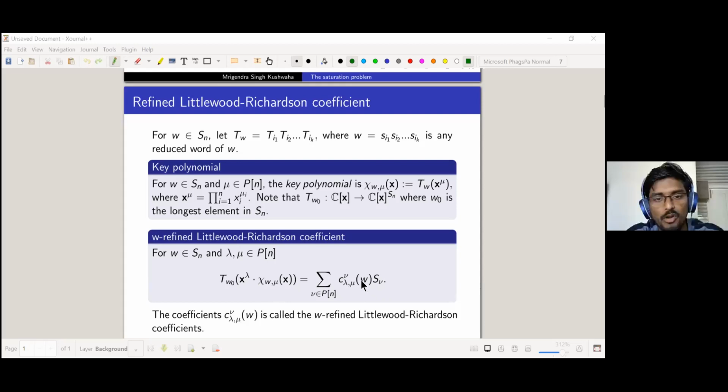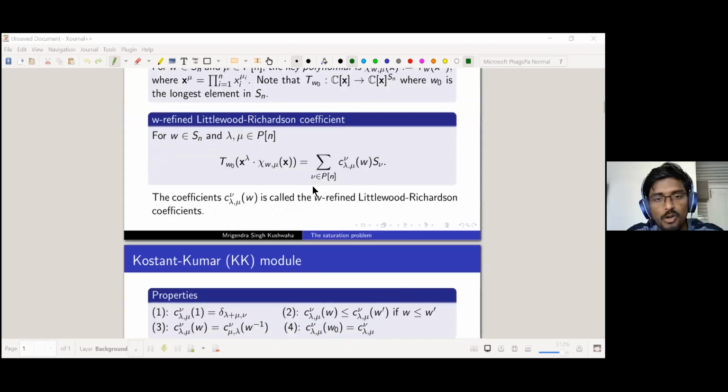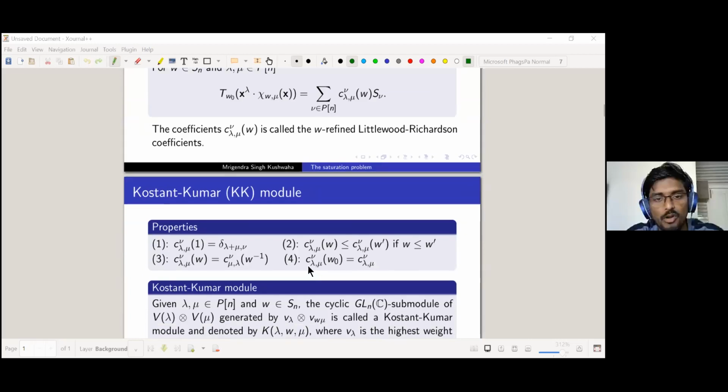Here we put the bracket W because it depends on W. This coefficient we call the W refined coefficient. This W refined coefficient has some quick properties. What are the properties? If you take W equal to identity, then it will be the Kronecker delta of lambda plus mu and nu. And if W is less than or equal to W dash in Bruhat order, then the refined LR coefficient of W is less than or equal to that of W dash.